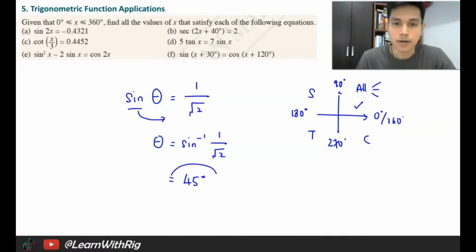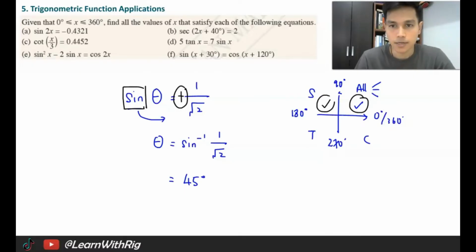So what should be the correct answer for this? Well, first you must see this is sine, correct? Remember, for sine, which quadrant is positive? Because you see here, this is just 1 over square root 2, it's positive, correct? So where is positive sine? Positive sine is in the first quadrant and the second quadrant. So you will have more than one answer. This one here is what we call the reference angle. We use this as the reference angle.